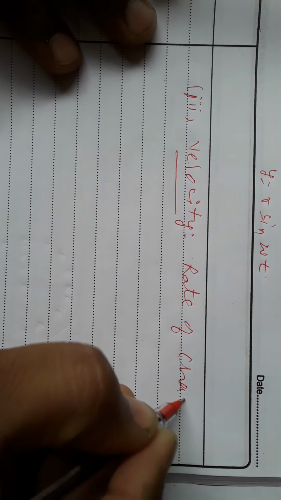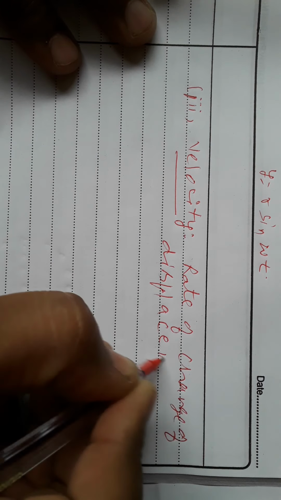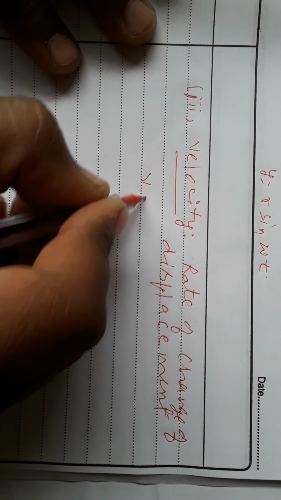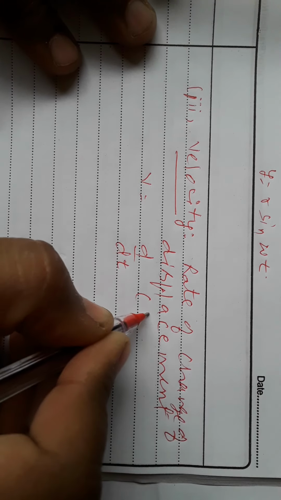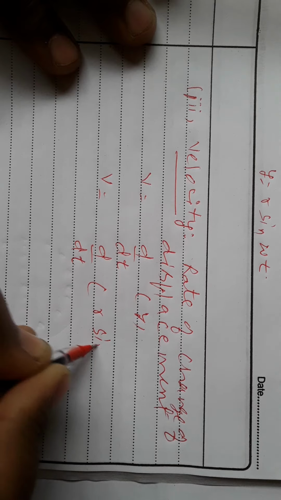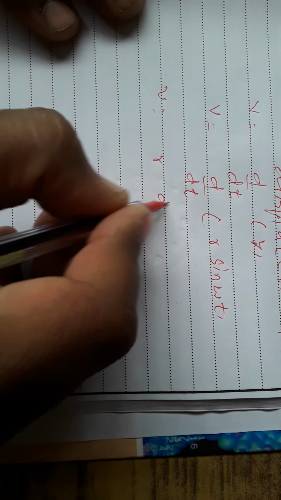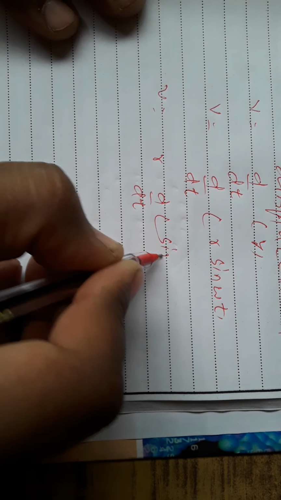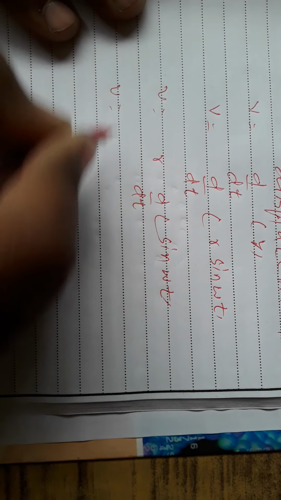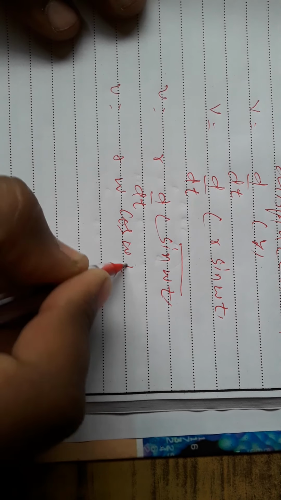It is defined as the rate of change of displacement. So now we can write v is equal to d by dt of displacement, which is y. V is d by dt of y, which is r sin omega t. We cannot differentiate r, so we differentiate sin omega t. Differentiation of sin omega t is cos omega t. So v is equal to r omega cos omega t, equation number first.